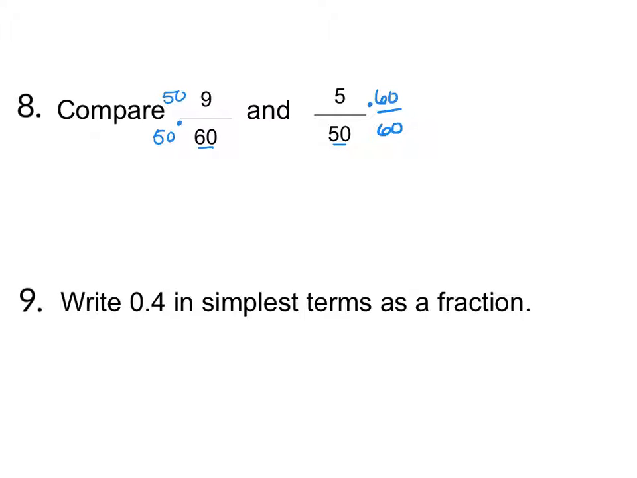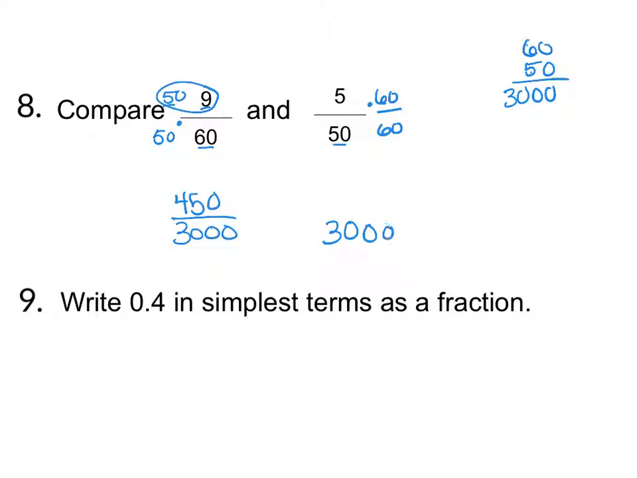So 60 times 50, right? I know that 6 times 5 is 30, but 60 times 50 would be 3,000. So I have 3,000 on the bottom. And then 50 times 9, I know 9 times 5 is 45, and then I put a 0. And then this one, I would still have 3,000. And then 5 times 6 is 30, and then I would add a 0.